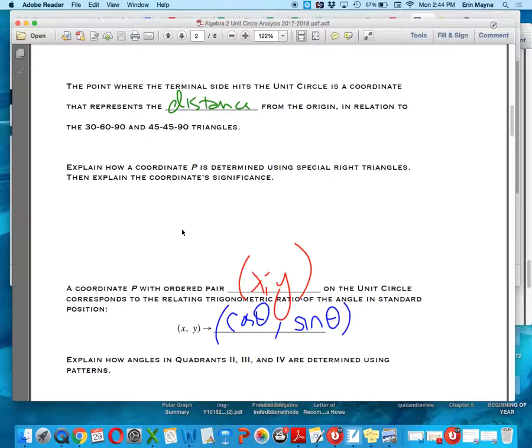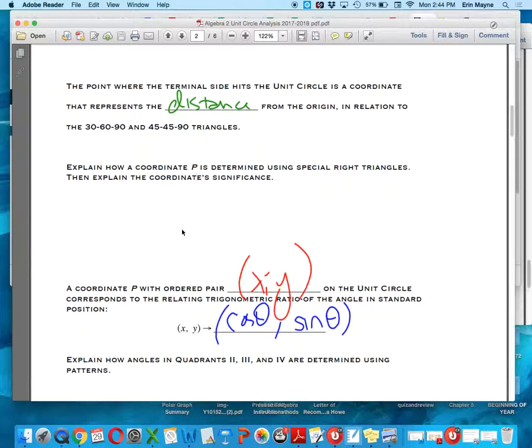In quadrant 2, it would be a negative x value. Listen to this, because this is where we're headed. Say it again. In quadrant 2, it would be a negative x value and a positive y value. In 3, they would both be negative. And then in 4, it would be a positive x value and a negative y value. Okay, so with that, listen to where we're headed.